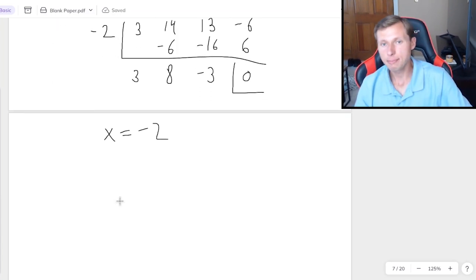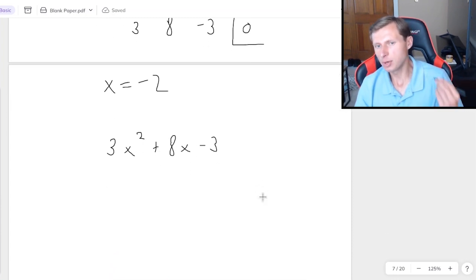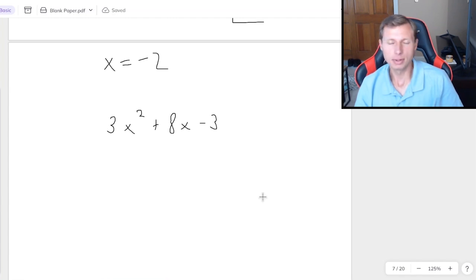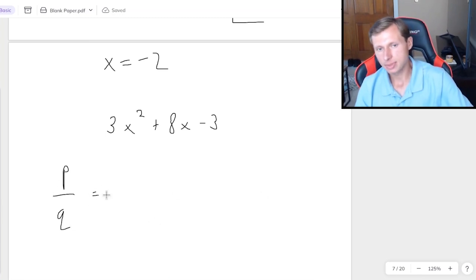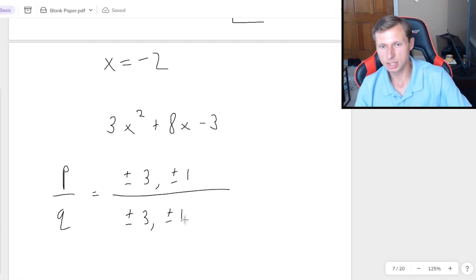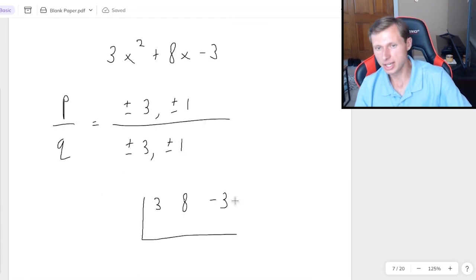And now the remaining polynomial is going to be 3x squared plus 8x minus 3. Now, I'm pretty sure I know how to factor this from here, but I'd rather do the rational root theorem again and synthetic division just to prove the point. So I have to do my P over Q again. This time it is going to be easier because I'm left with plus or minus 3 and plus or minus 1 over plus or minus 3 and plus or minus 1. And for the synthetic division, 3, 8, negative 3.